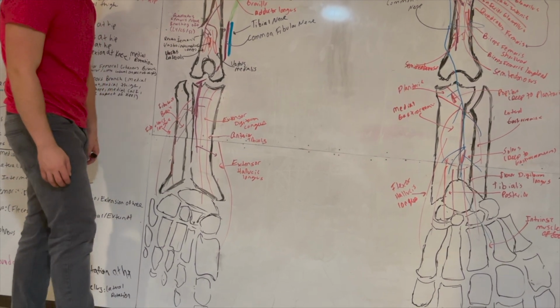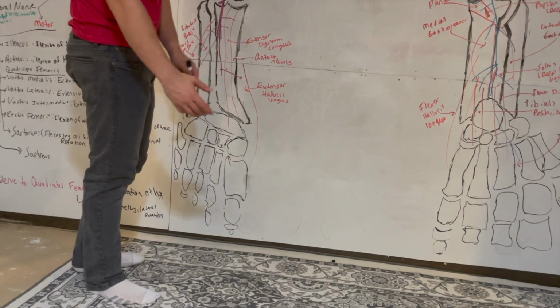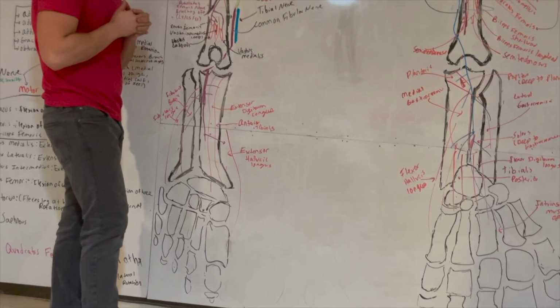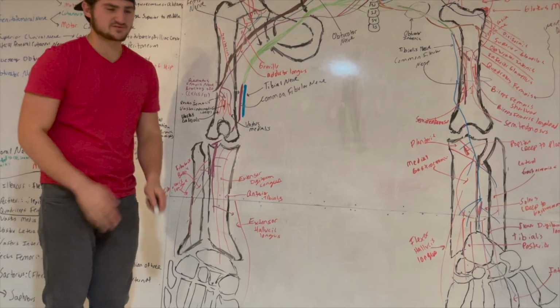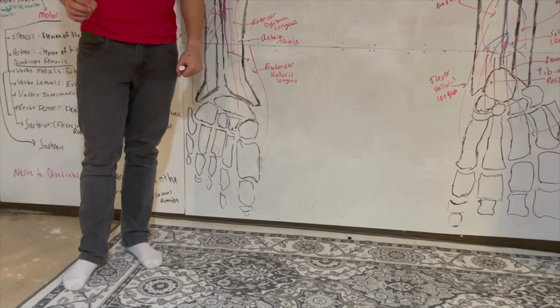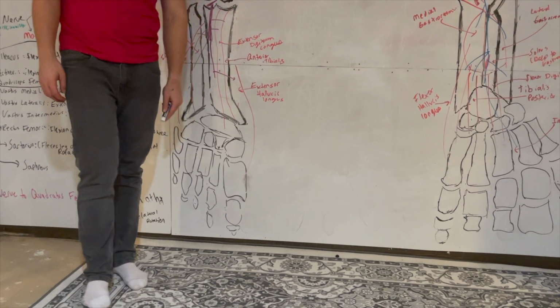So dorsiflexion is basically like this. It's extension almost. And then we have the tibialis anterior, which is going to do dorsiflexion of the ankle. And he's also going to help with inversion. Inversion is this way. Extensor digitorum longus also helps with inversion this way.